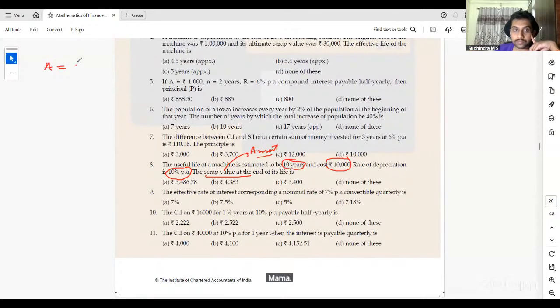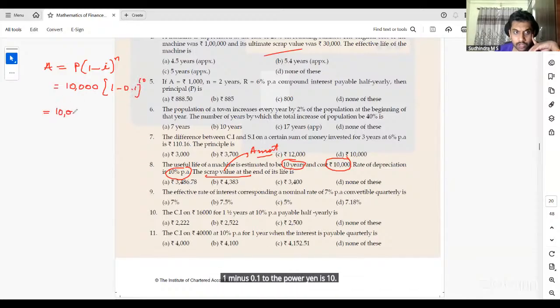P into 1 minus I to the power n. Very good. Yes, Naveen, correct. So P is 10,000 cost. 1 minus 0.1 to the power n, n is 10. 10,000 into 0.9 to the power 10. What is 0.9 to the power 10?